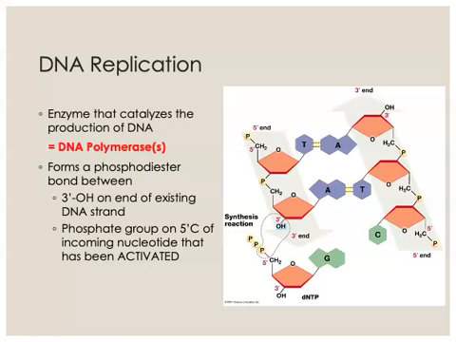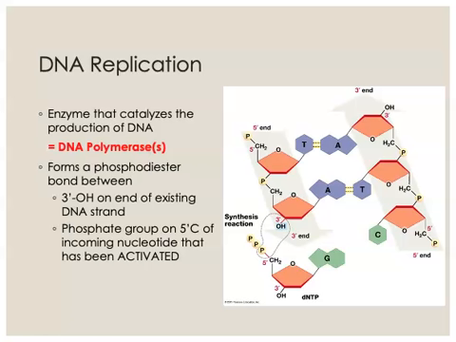What's holding the base pairs together is not a covalent bond. It's a hydrogen bond. So, DNA polymerase forms a phosphodiester bond, a covalent bond, by adding a new nucleotide to the 3' hydroxy at the end of this growing DNA strand.